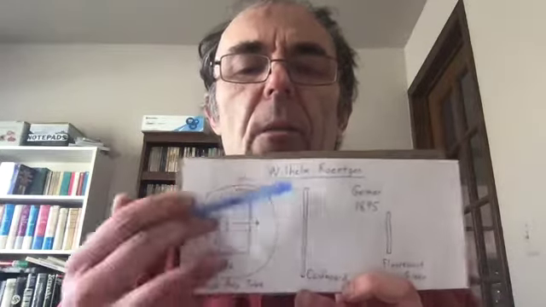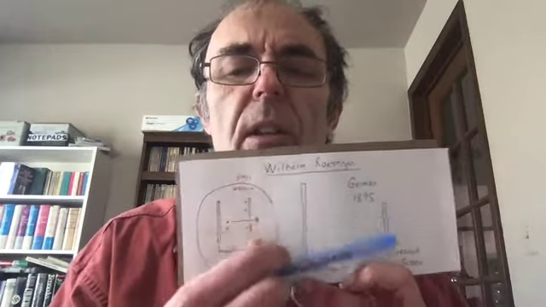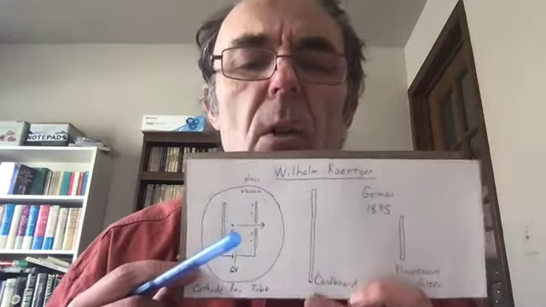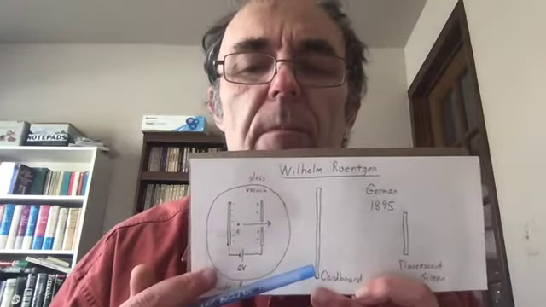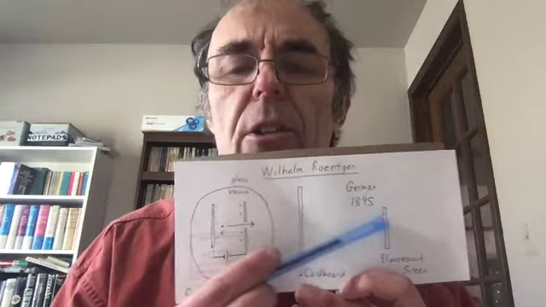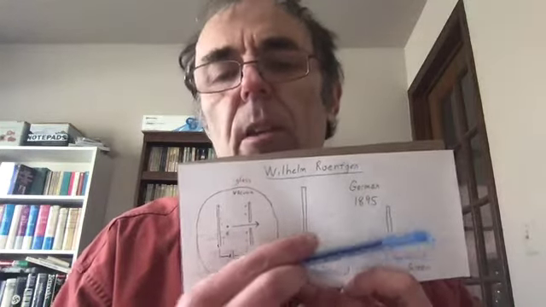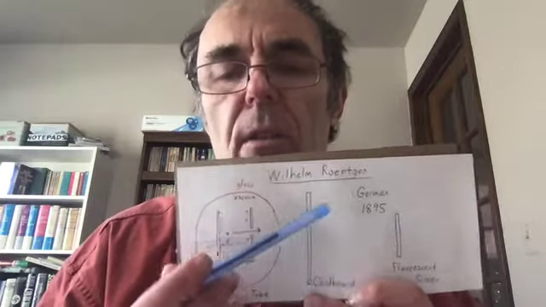He covered up, got rid of all the light, but then he noticed that there was this fluorescent screen over on the other side of his room, which kept glowing whenever the cathode ray tube was on. Now, what's a fluorescent screen? That is when something hits it, either a charged particle or a photon, it will give off visible light. So it kind of glows, it's fluorescent.